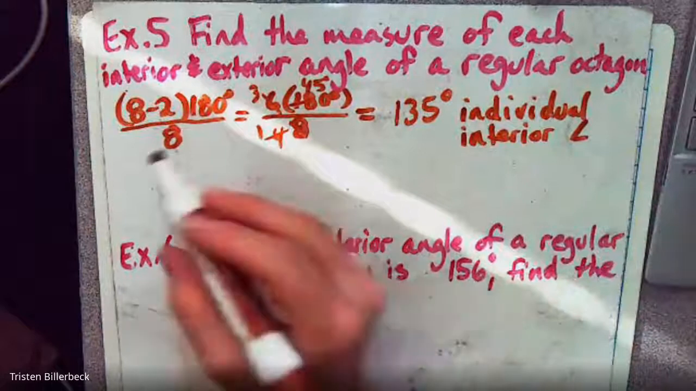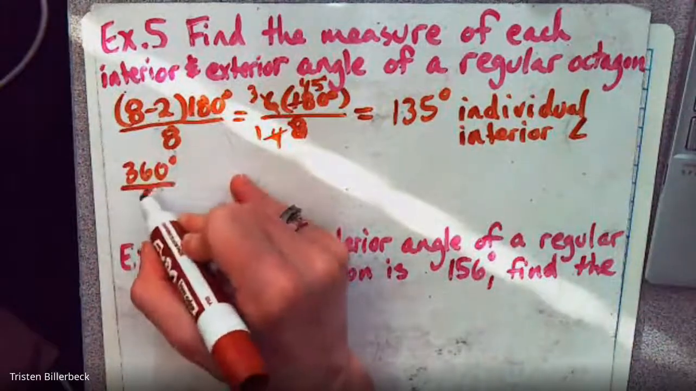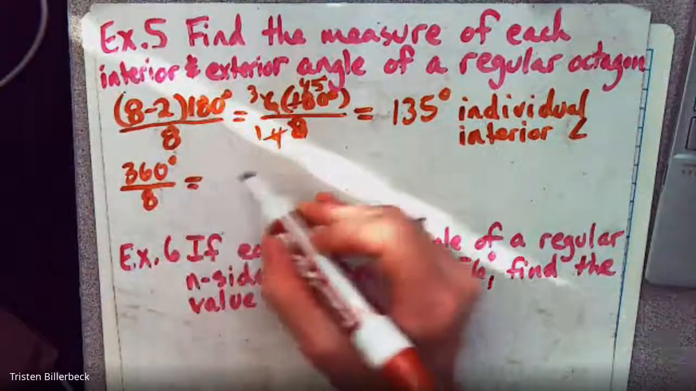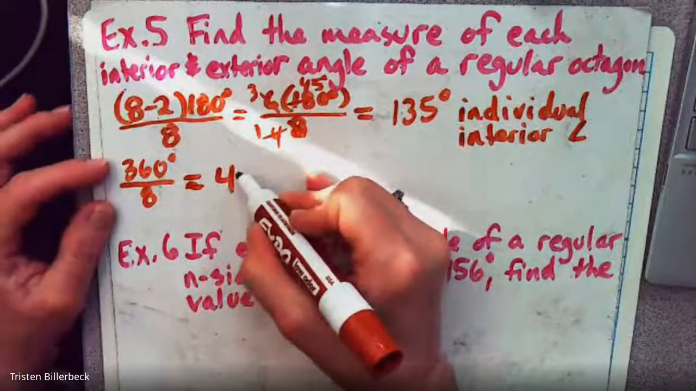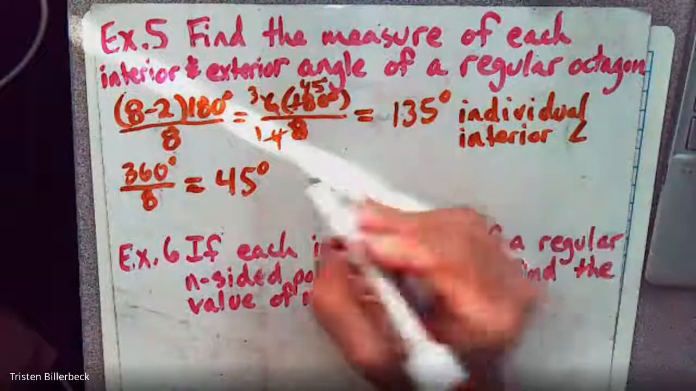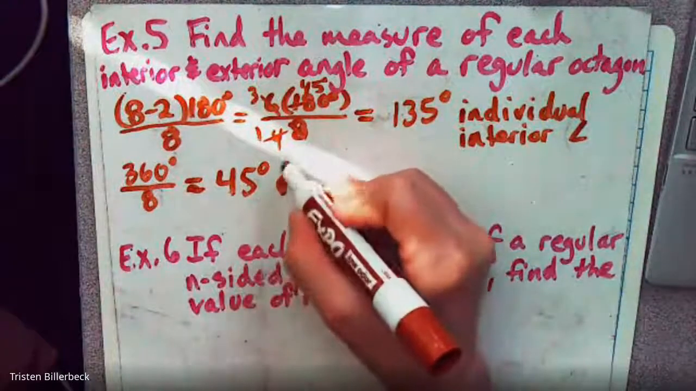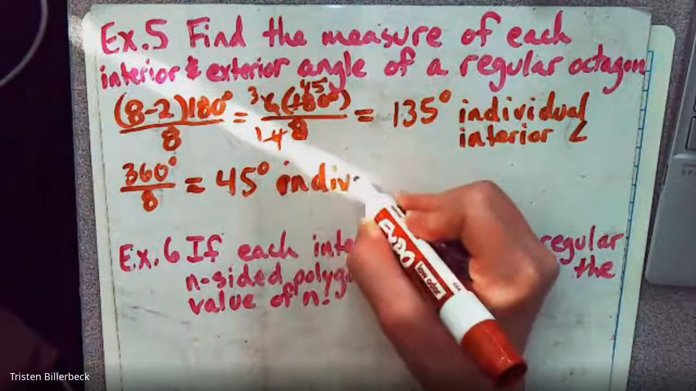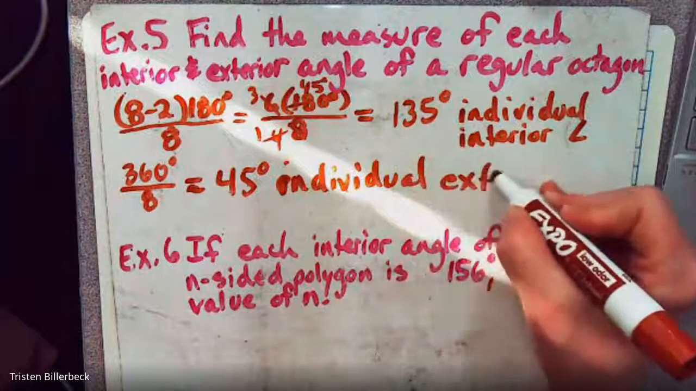Okay, so the exterior angle is just 360 divided by 8. So that gives us 45 degrees. So that's going to be the individual exterior angle.